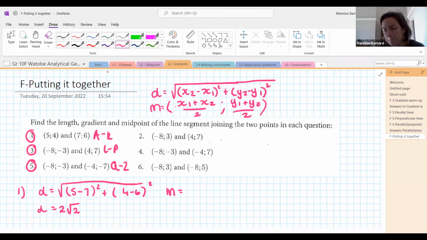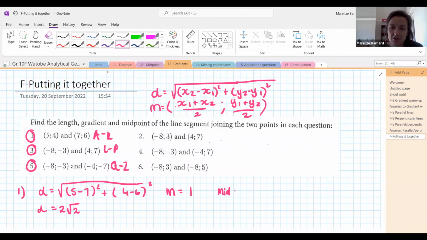For gradients, ma'am, I got 1. Yes, I agree. And then for your midpoint? I also got 1.1. 1.1 for your midpoint. Yes, ma'am.